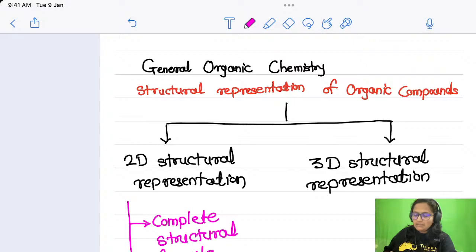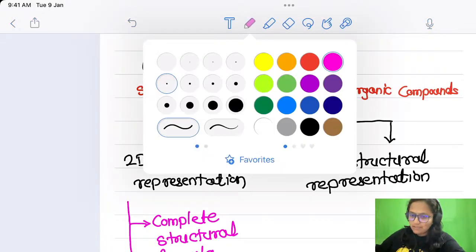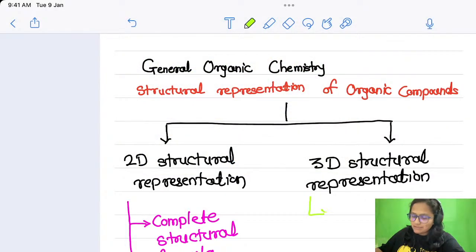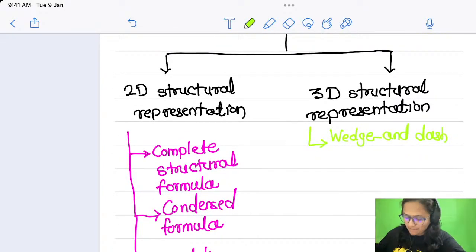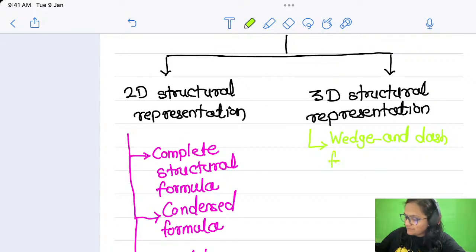Now let us see the three-dimensional structural representation. In that there are again three main types. First one is called the wedge and dash representation or wedge and dash formula. I'll first of all list all of them and we are going to discuss them in detail later.